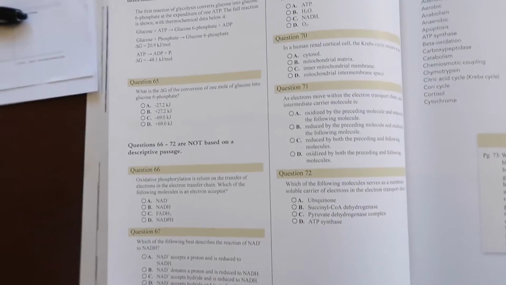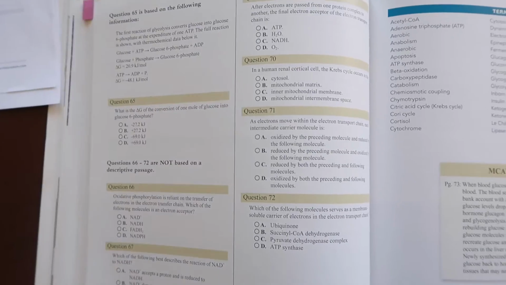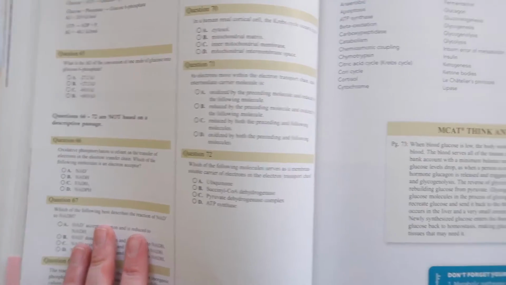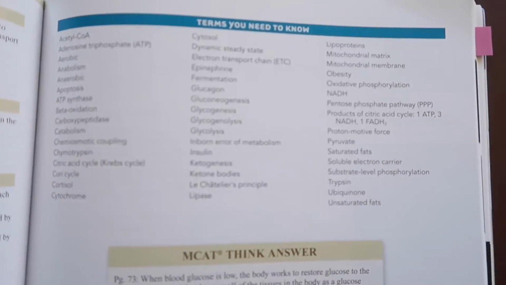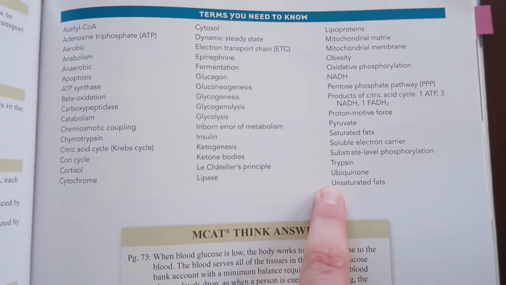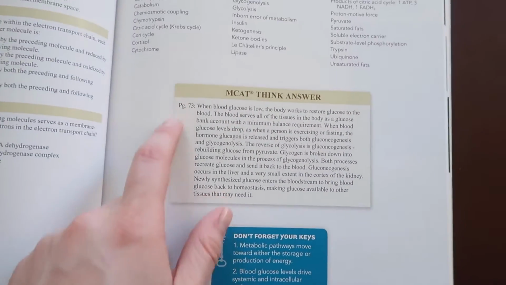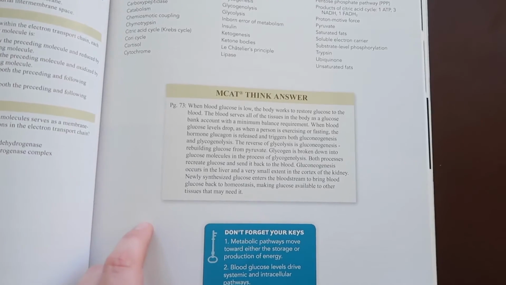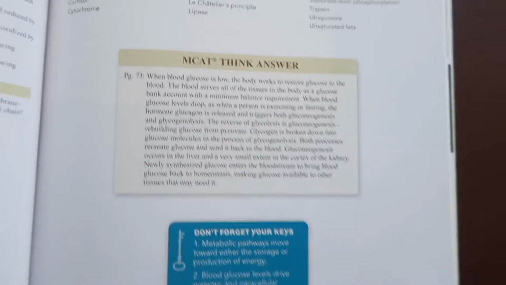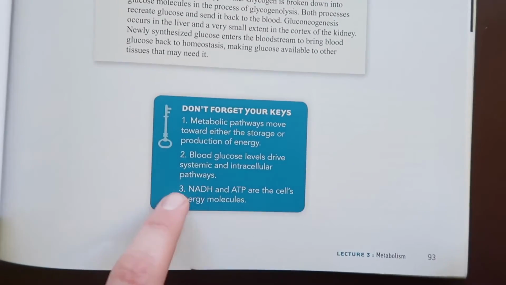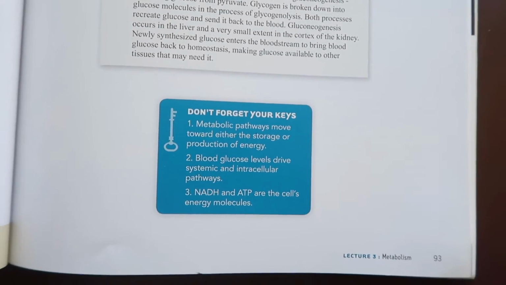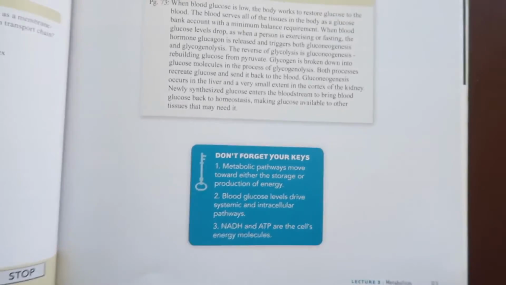And now we get to the end of the chapter, so you have practice problems related to the information you just learned, and the answers and explanations are all in the back of the book. And then over here, I mentioned to you earlier the terms you need to know. Well, these are all the terms for this chapter. And there are different questions, these MCAT think questions within the chapter. So some of them have questions, and these are just the answers. And then, of course, you can't forget these 3 keys, because these are the big picture ideas of what you should know.